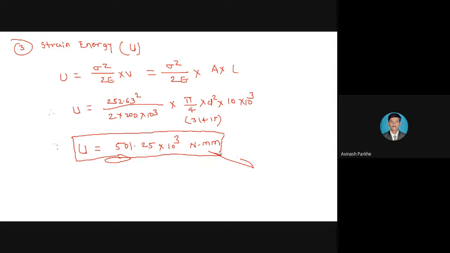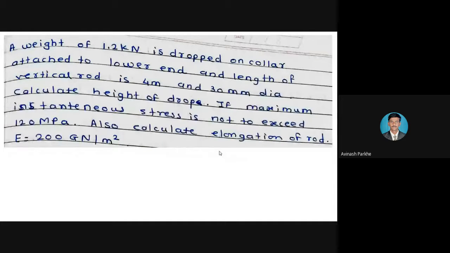So now we'll move to the next problem. The next problem is in front of you. Which parameter do we have to calculate? We have to read the statement first. A weight of 1.2 kilonewton is dropped on the collar. The word collar is mentioned, which means immediately in the first line we can say that this particular problem is based on the impact loading. So a weight of 1.2 kilonewton is dropped on the collar attached at the lower end.